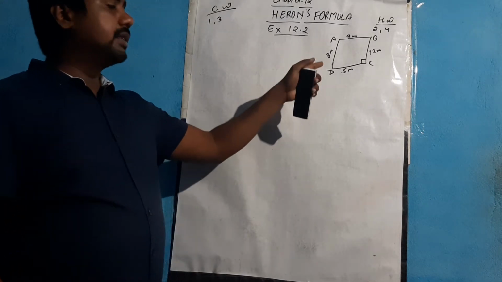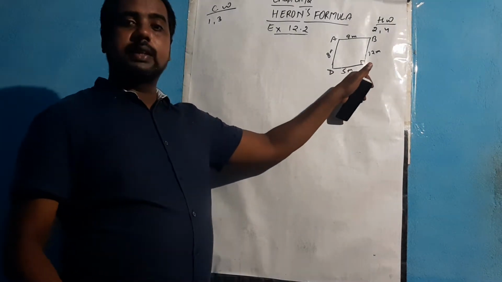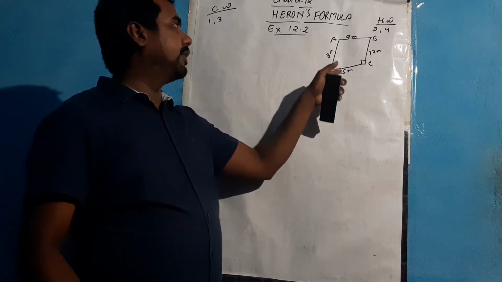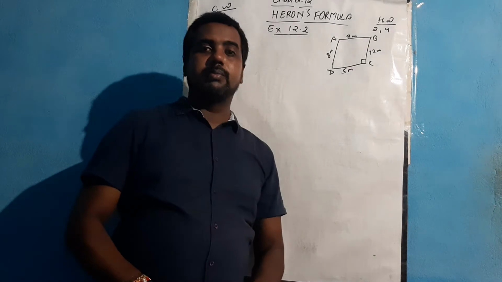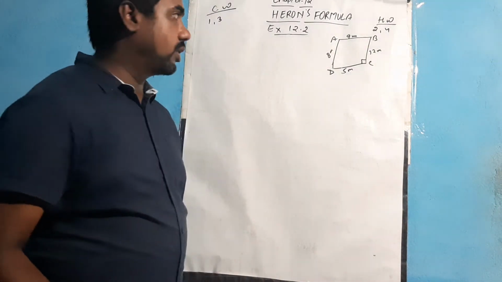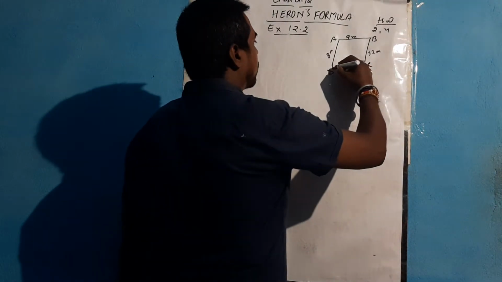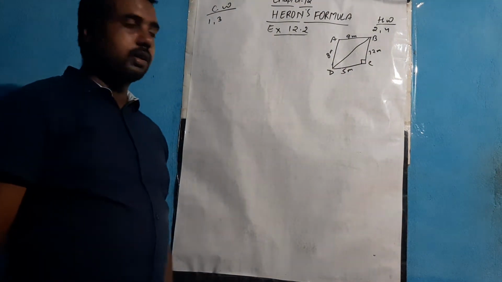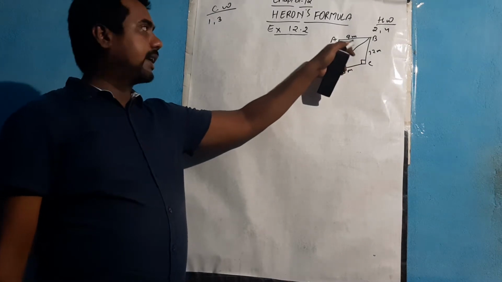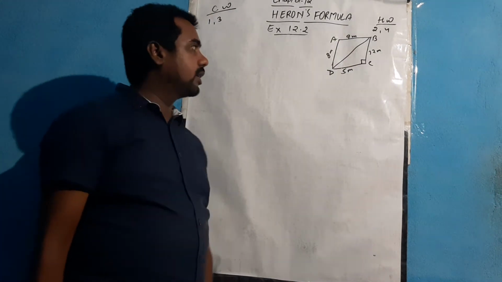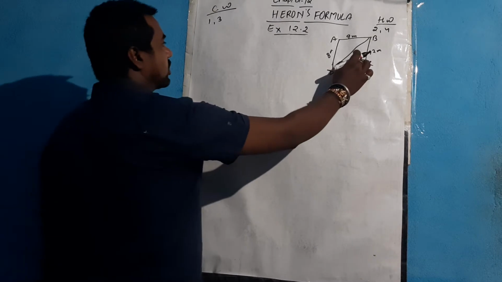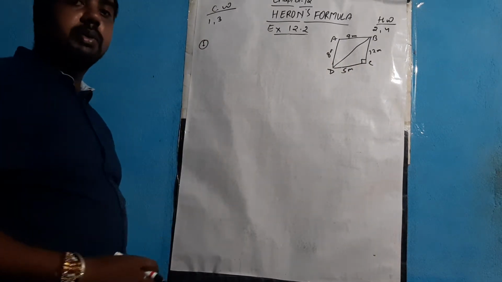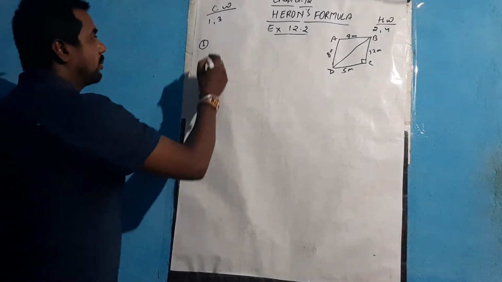The first question says that ABCD is a quadrilateral where angle C is 90 degrees. The length of AB is 9, BC 12, CD 5 and AD 8 meters. We need to find the area of this quadrilateral. For that, first let's divide the given quadrilateral into two triangles. The first will be a right angle triangle and the other is a scalene triangle. So first, in triangle BCD, we'll get the value of BD using the Pythagoras theorem.